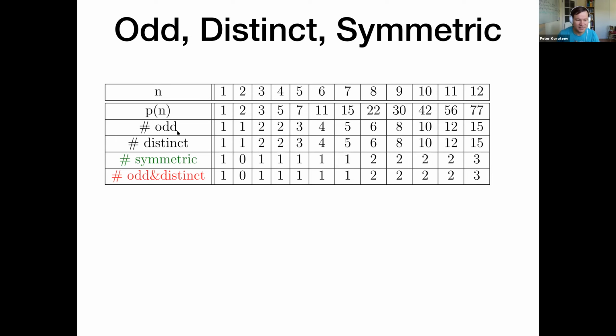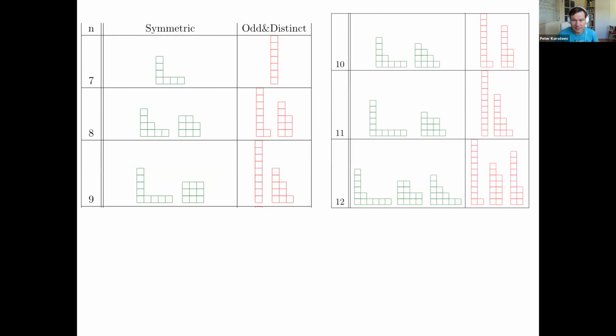There are two correspondences between the number of odd partitions and the number of distinct partitions. Odd means every single part is odd, and distinct means that all parts are different, right? The second correspondence was between symmetric partitions, those which are invariant under the flip along the diagonal, and odd and distinct partitions. That's what we did last time.